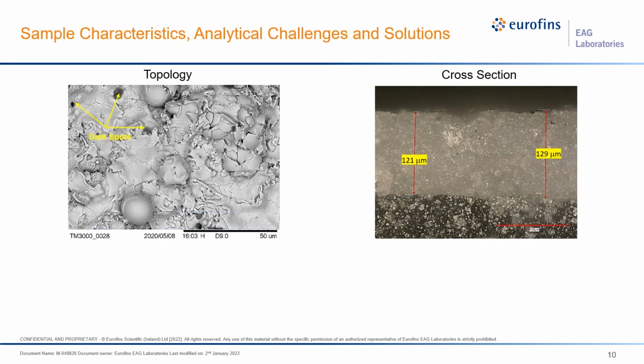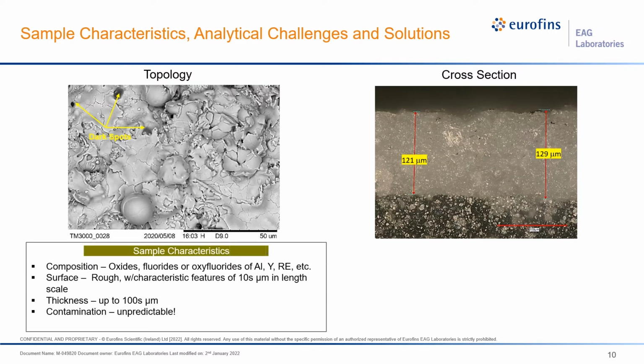Here, I give you a typical example of what the ceramic coating looks like. Here is a top view as well as a cross-section view. You can see those samples are typically composed of aluminum, yttrium, rare earth oxides, fluorides, or oxyfluorides.